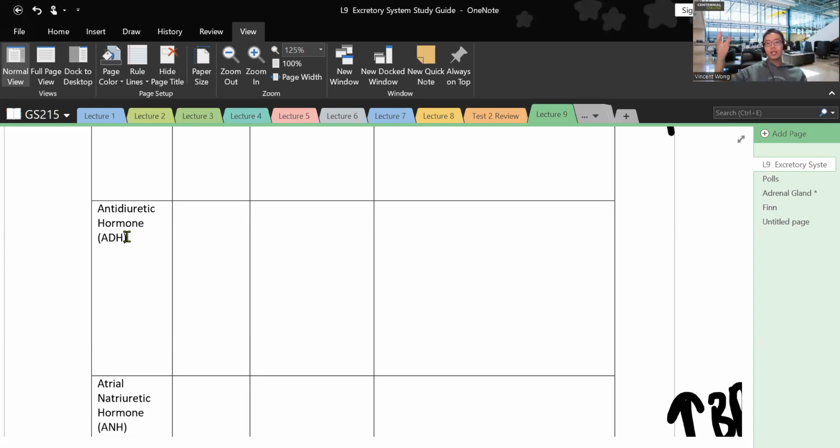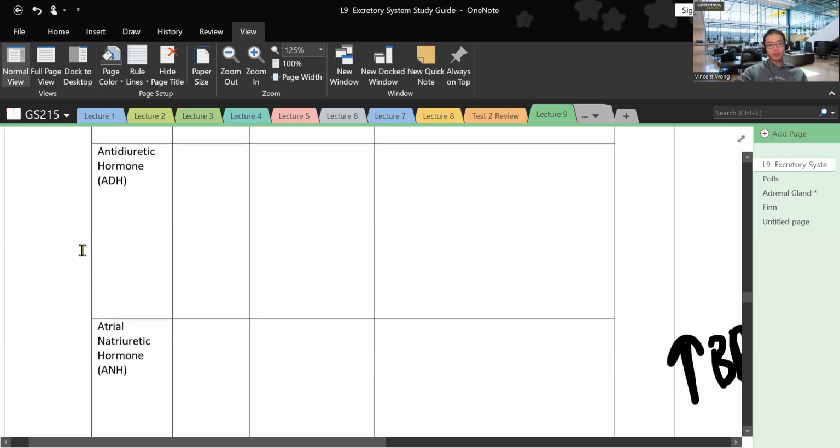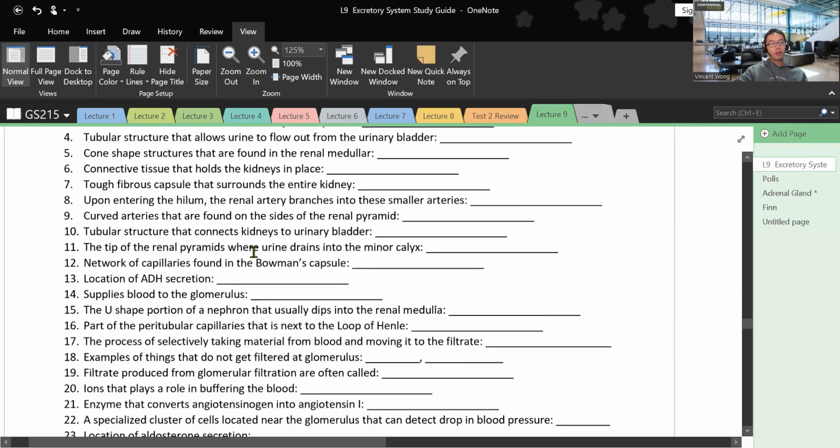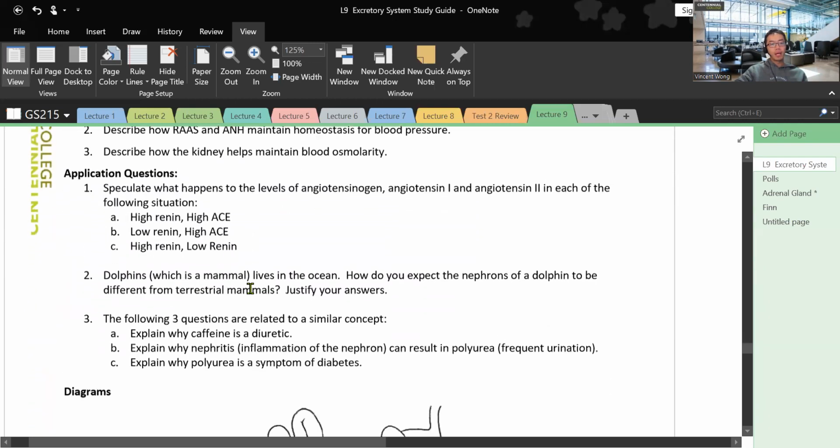When you're dehydrated, when you're not drinking water, your body actually produces ADH. And that helps you conserve the water. Okay, so make sure you read that as well, watch that part of the lecture as well. And I'll post the fill in the blanks answer for you as well.